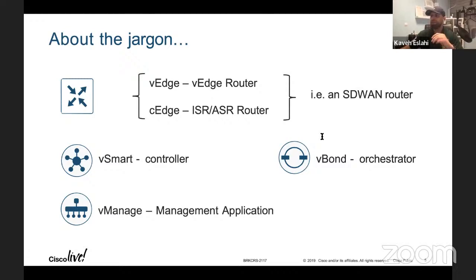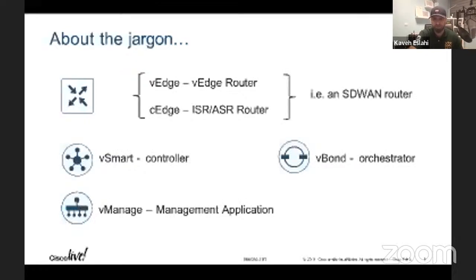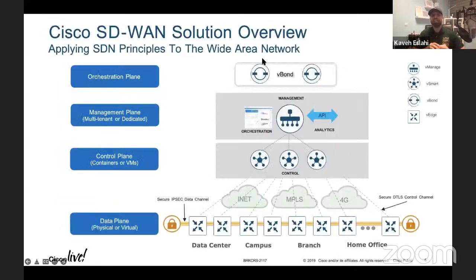And how about the others? This is a vSmart controller. vManage is the management application and the management plane controller. And the vBond is the orchestration plane controller. Okay, and this is the Cisco SD-WAN solution overview.